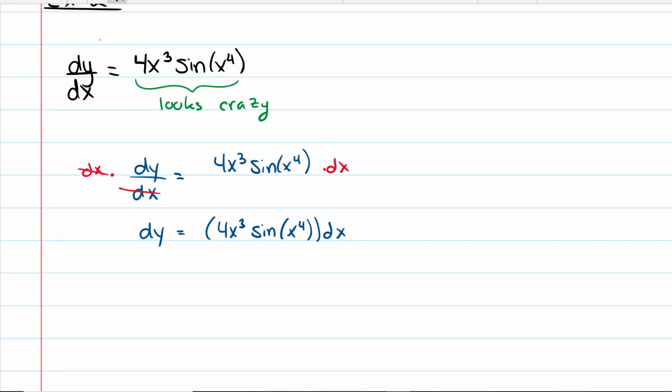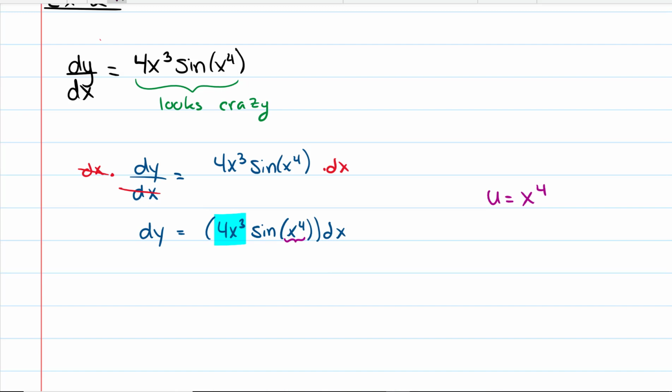If you look here on the inside of sine, we have x to the fourth. Now think about what's the derivative of x to the fourth? It's 4x cubed. And also notice that 4x cubed is right here. So this is how u sub works. You let u equal x to the fourth.